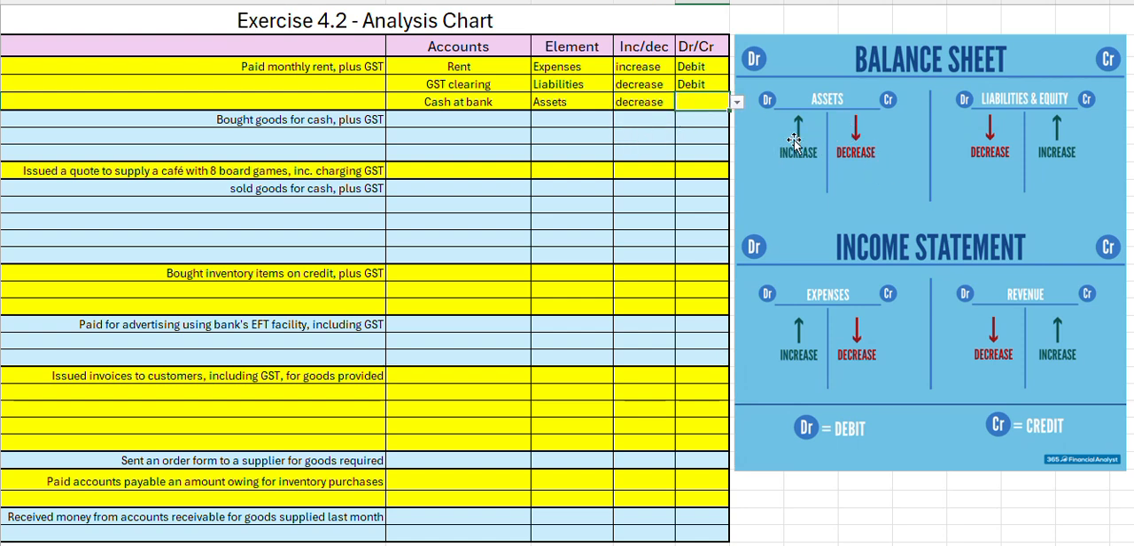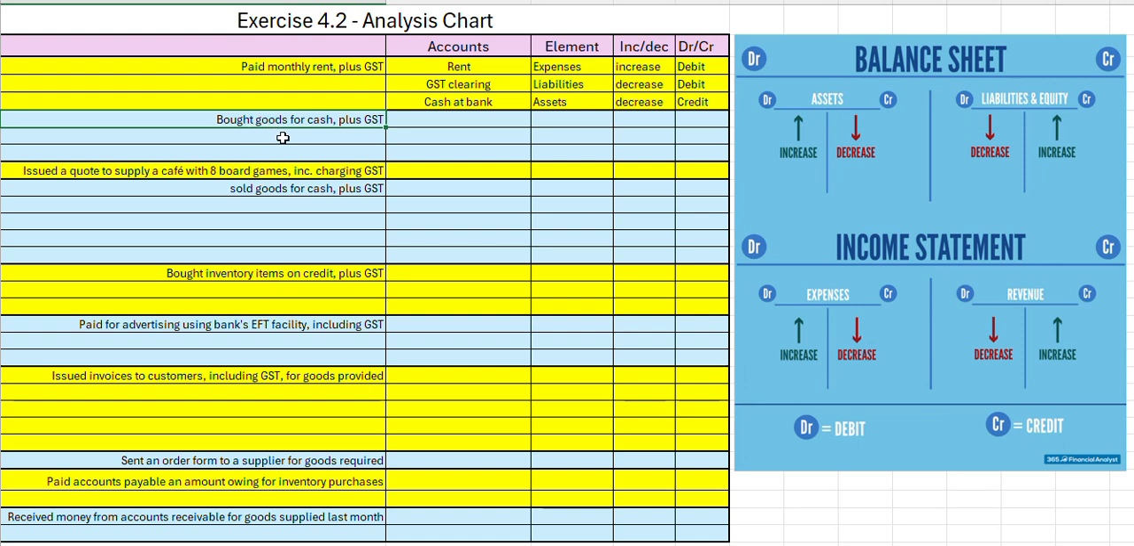So when we decrease an asset, because assets are listed on the debit side of the balance sheet, we're doing the opposite here. So we're going to need a credit. So in terms of Newton's third law here, those two debits in dollar terms are going to equal that one credit in dollar terms.